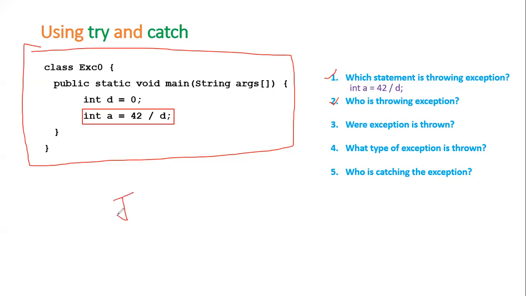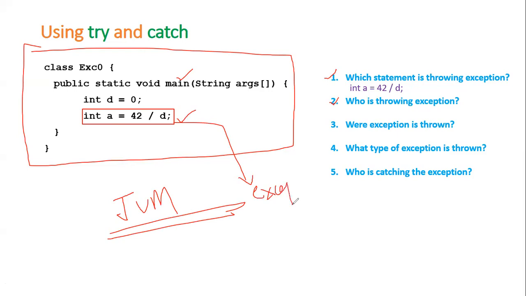It is JVM, the Java Virtual Machine. It's your JVM which is trying to throw your exception. Why? Because the JVM is going to run this main method. When the JVM is trying to run your main method, it is going to encounter this statement. When it encounters this statement, it will throw an exception.